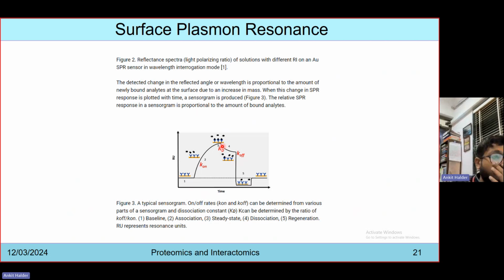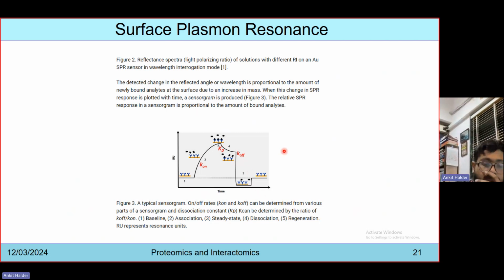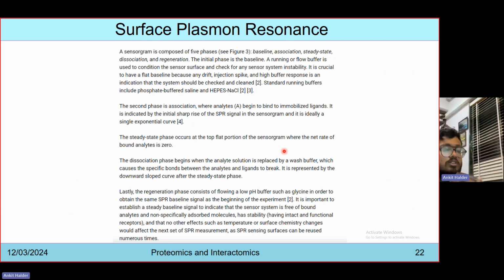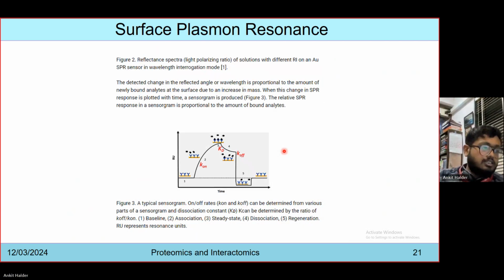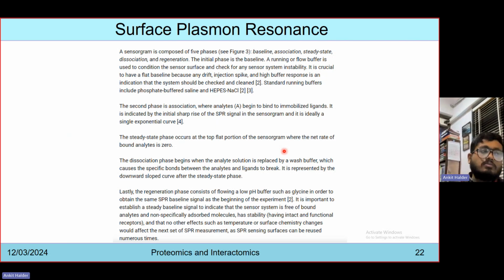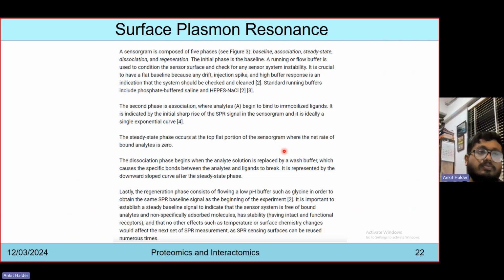Regeneration follows, and RU represents the response units, resonance units. So a sensogram is composed of 5 phases: baseline, association, steady state, dissociation, and regeneration. Please keep in mind that we are talking about a sensogram of surface plasmon resonance.